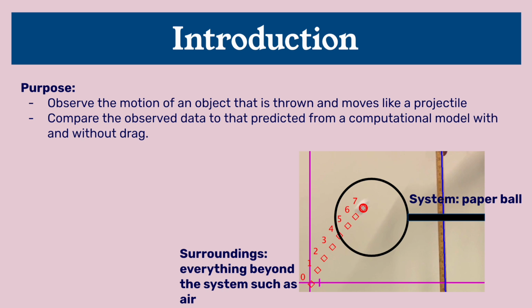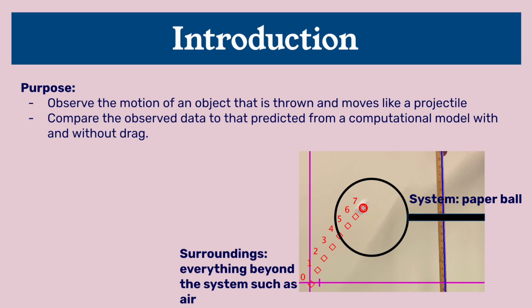The purpose of this lab is to observe the motion of an object that is thrown and moves like a projectile. We will compare this observed data to that predicted from a computational model with and without drag. A few assumptions in this experiment are that there is no air resistance acting on the paper ball, and no other forces are considered other than gravity and drag.